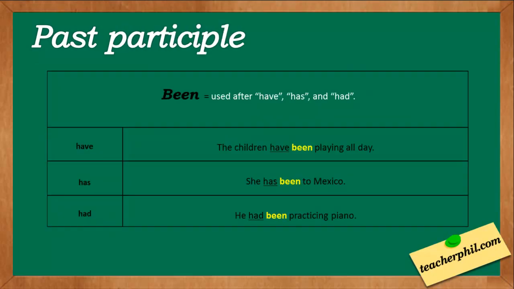Past participle. Been. Been is used after the verbs have, has, and had. Examples: the children have been playing all day. She has been to Mexico. He had been practicing piano.